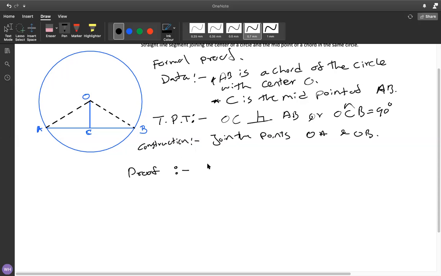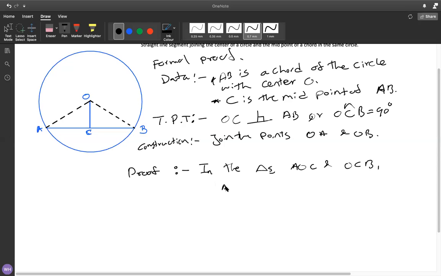So before writing the proof, I have given you the methods to do it, right? So you have to mention the triangles. What are the triangles that we are going to consider? AOC and OCB. So we are going to prove this by using SSS. So we will go to the corresponding elements, right?